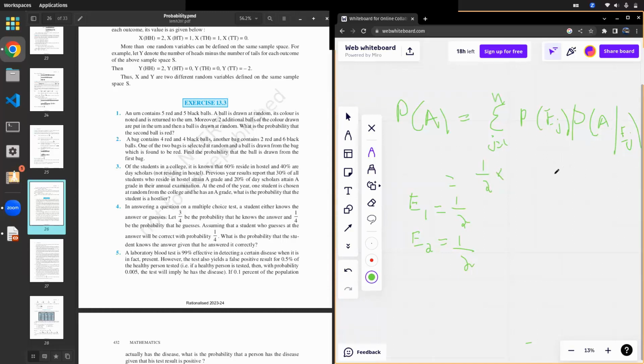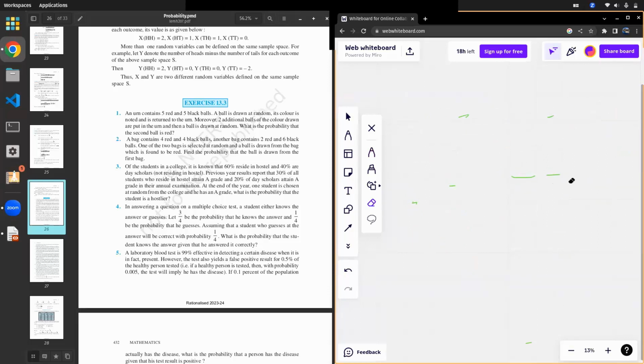So this is the probability of picking the second ball as red, given that the first ball is red. If the first ball is red, then the next time we will add two more red balls, so the total number of red balls will be 7. If the first ball taken is black, the number of red balls will be 5 only. So if we calculate this, we get (7 plus 5) by 24, which is 12 by 24, that is half. This is the required answer for the first question.